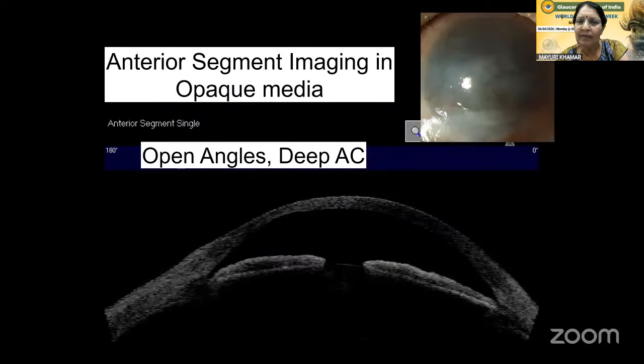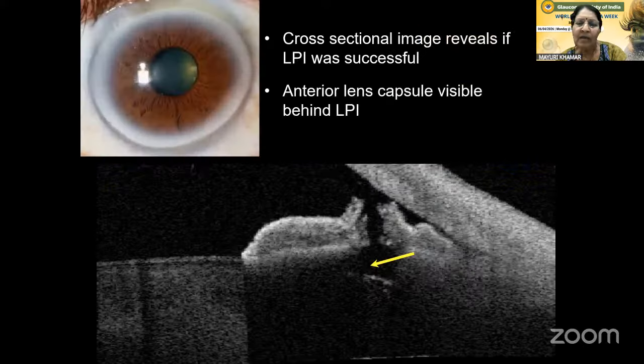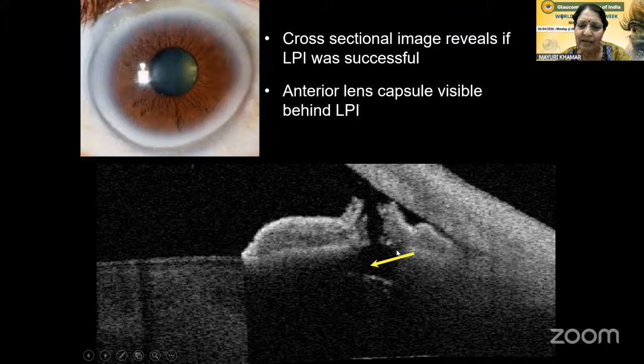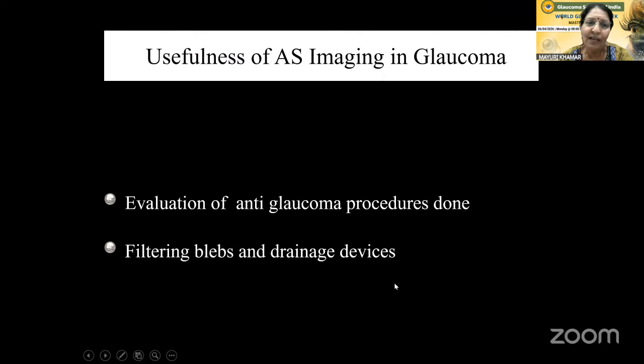When you have a hazy cornea where nothing is visible and you are planning keratoplasty, for example, in this patient, then by doing anterior segment imaging, you can find out how the angle is and what is there on the back side. Then you can analyze the PI, whether it was patent or not. By using this technique, you can see the PI is present and the lens surface is also seen.